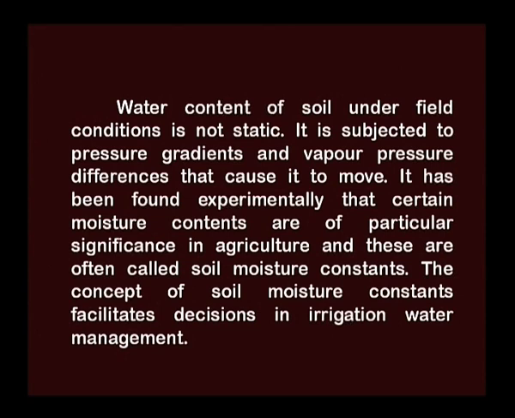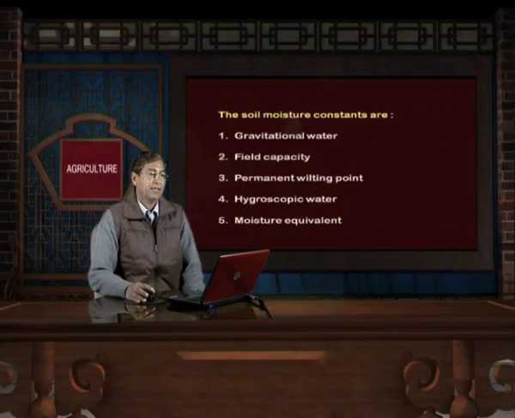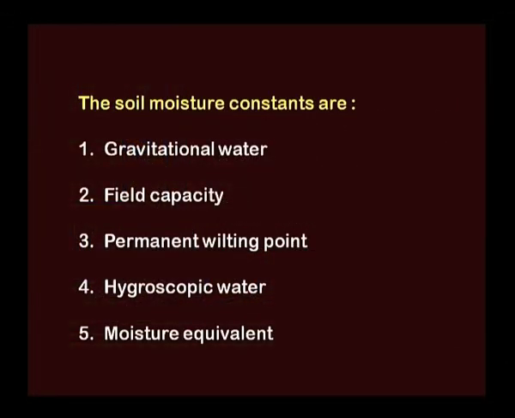It has been found experimentally that certain moisture contents are of particular significance in agriculture, and these are often called soil moisture constants. The concept of soil moisture constants facilitates decisions in irrigation water management, and that is why soil moisture constants are examined so that the decisions on irrigation scheduling may be taken. The soil moisture constants are gravitational water, field capacity, permanent wilting point, hygroscopic water, and moisture equivalent.